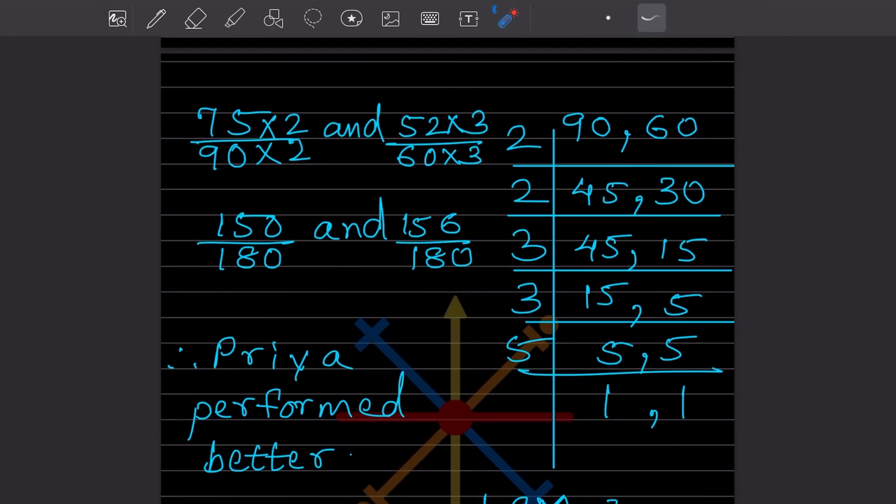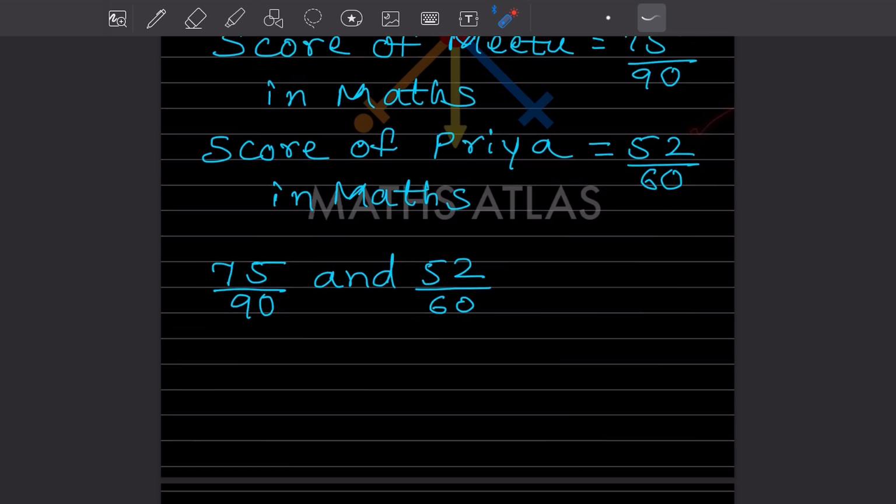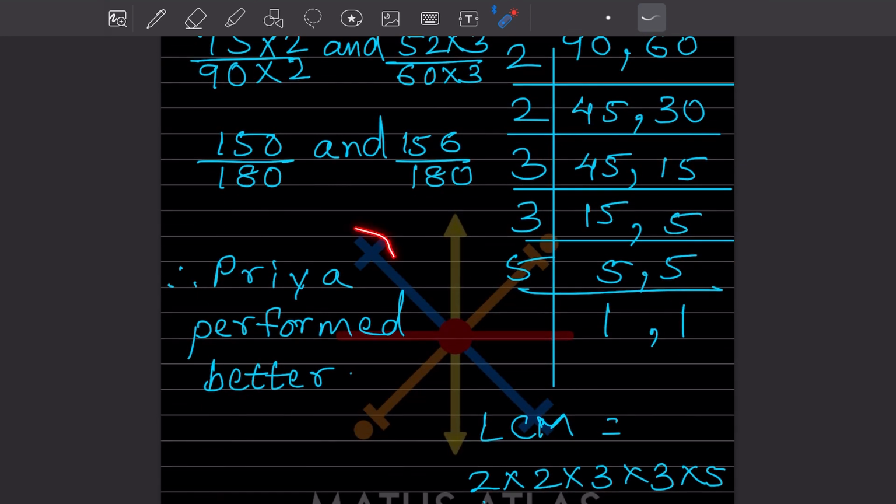So what will you do? 90 multiplied by 2, since you're multiplying by 2 here, here also it should be multiplied by 2. Here 3 6s are 180, so this also should be multiplied by 3. So 75 2s are 150, and 52 3s are 156, over 180. Now you can see the denominators are the same, so we have to compare the numerators, 150 and 156. Which is the bigger number? Of course this one, 156. This 156 is for whom? That is the second, Priya. So we can say Priya performed better.